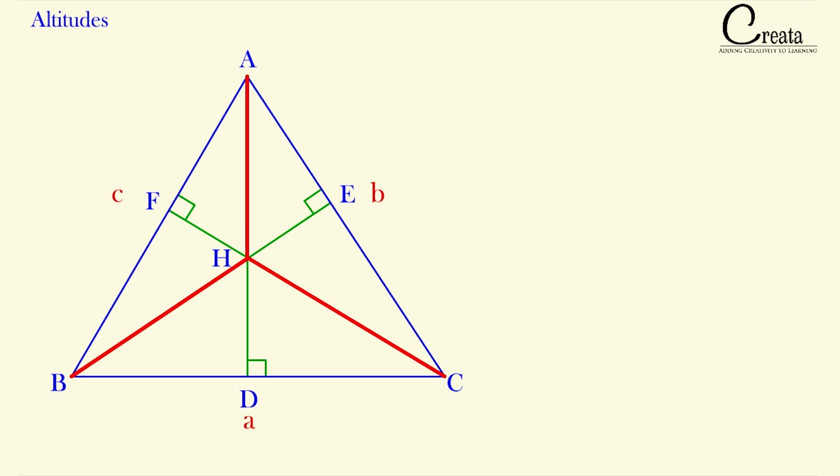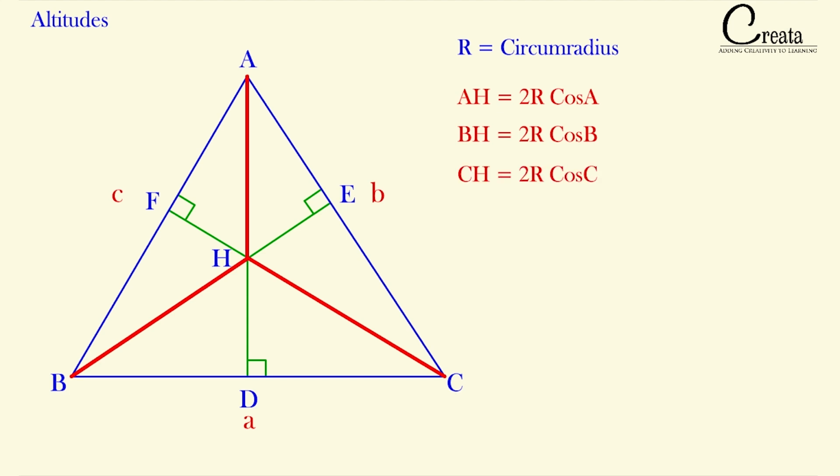The formula of AH is 2R cos A. Here R is the circumradius that we have seen in the previous lectures. And BH is equal to 2R cos B and CH is equal to 2R cos C. So these are the formulas of distance of vertex to the orthocenter. We will see the proof of this fundamental.